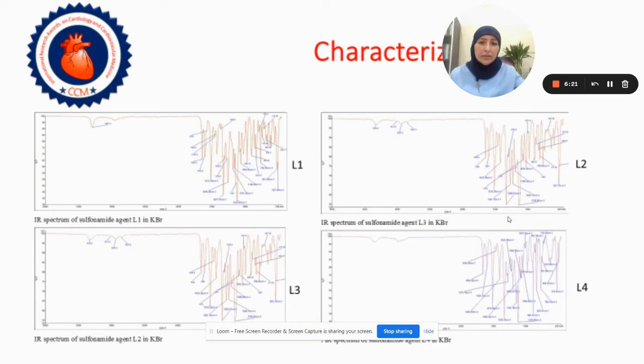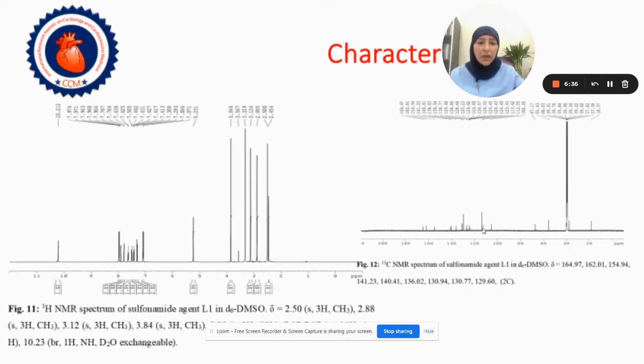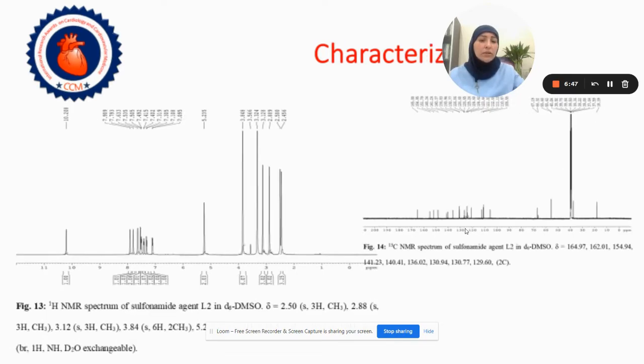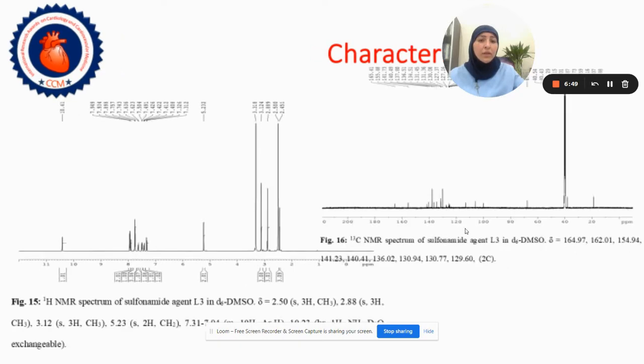We continued characterizing the agents using IR spectrum to make sure that all the functional group peaks are present for L1, L2, L3, and L4. After that, for each sulfonamide derivative, we ran proton NMR and carbon 13 NMR. So this is for L1, L2, L3, L4.